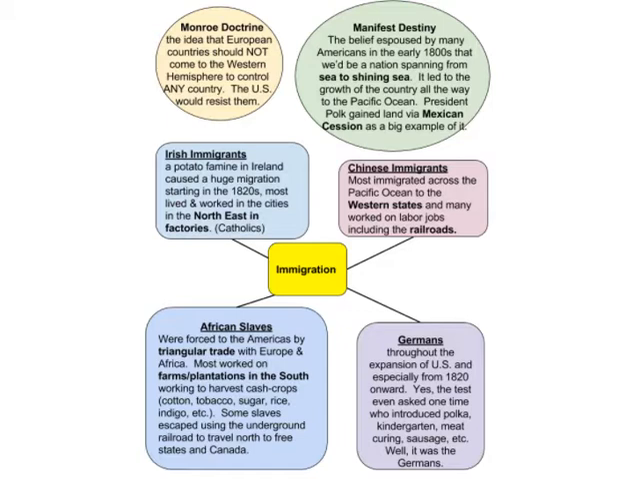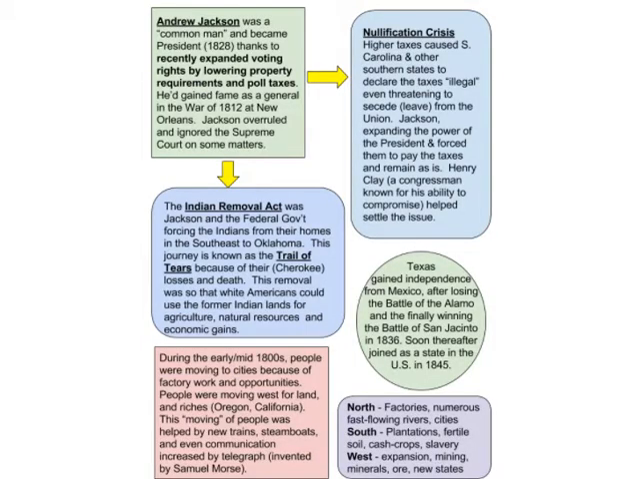Slavery is a big part of the sectionalism era. We're going to be talking about that as far as how it relates to expansionism and the new states. So let's continue moving on. We're not going to talk about Andrew Jackson, the Indian Removal Act, or Nullification Crisis. We'll keep that as part of the Jacksonian era. But moving on to the bottom right, you see the greenish little circle.